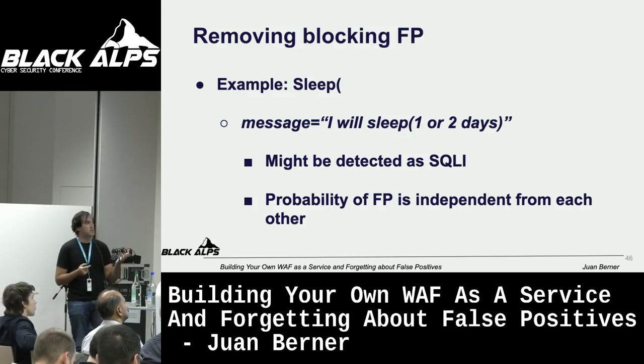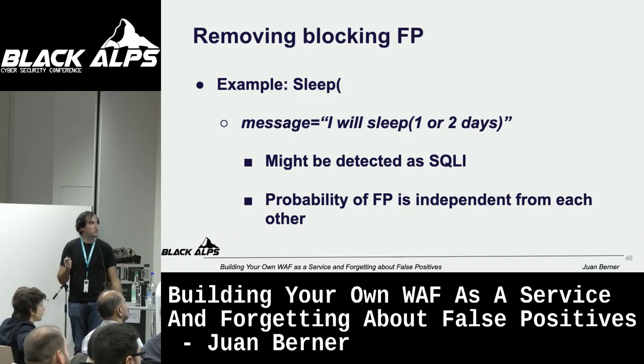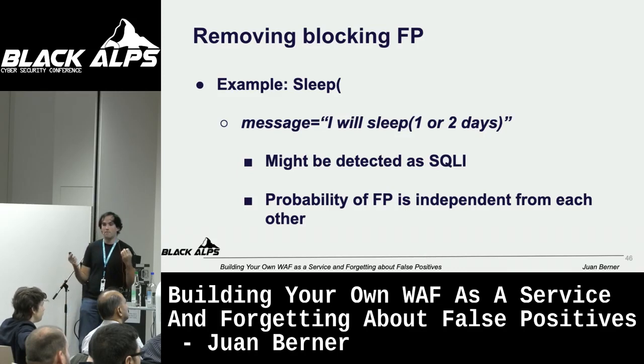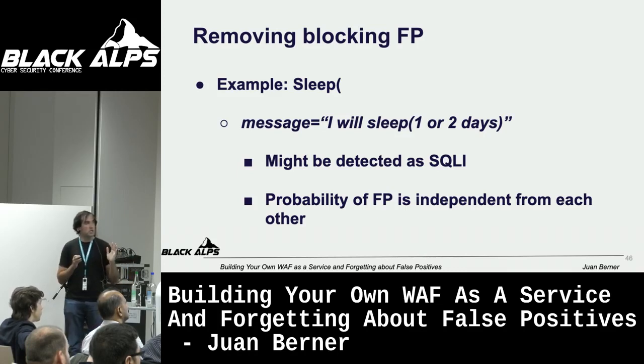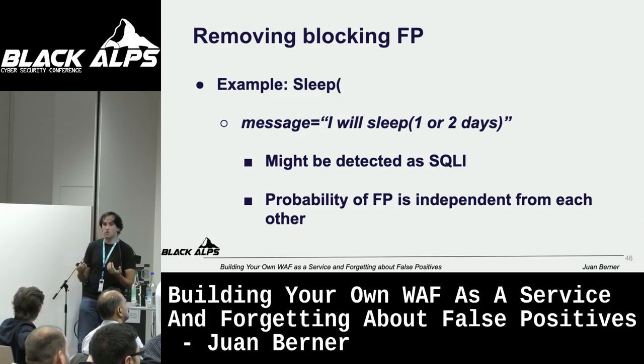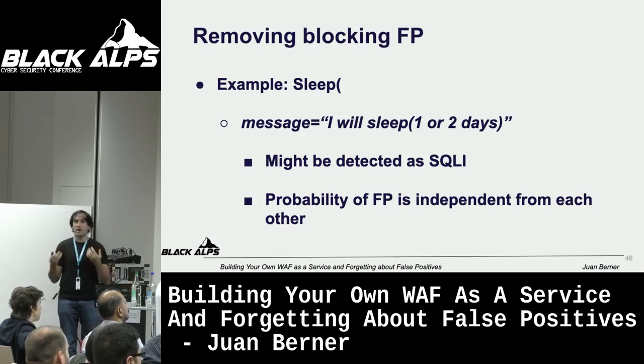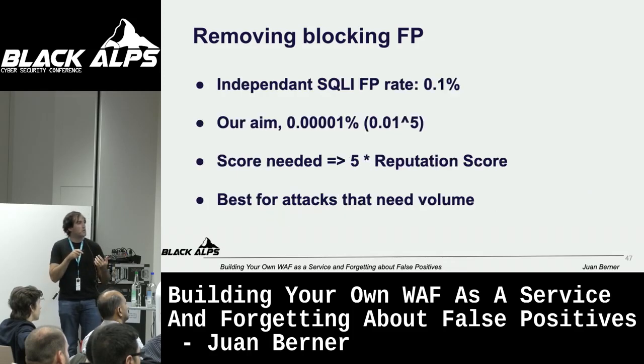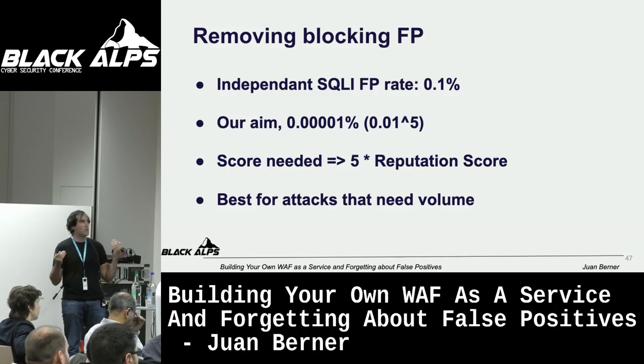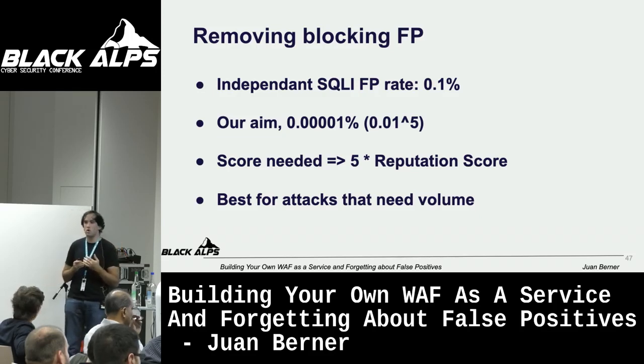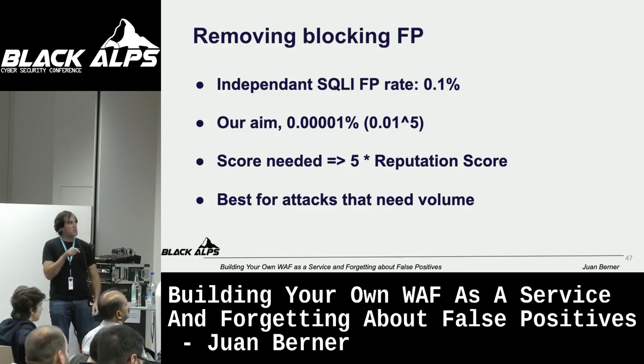And this is an example of what I mean by that. So let's say that we have on the chat endpoint a message that says, I will sleep for 1 or 2 days. If you have a regex which is actually looking for sleep, it's going to think this is an attack. Now, SQL injections, in particular blind SQL injections, need a lot of requests to be able to actually find a vulnerability. So if you look at the probability, and we say we have a very bad rule, so 1 out of 1,000 requests is going to be incorrectly considered a false positive. But we want to get to this number, so 0.0001%.